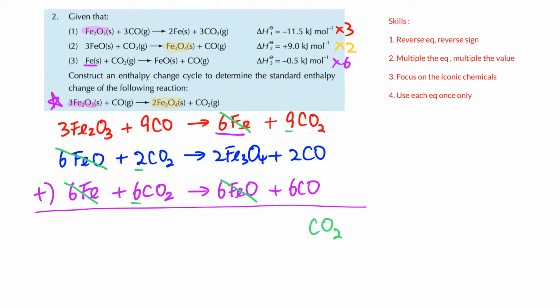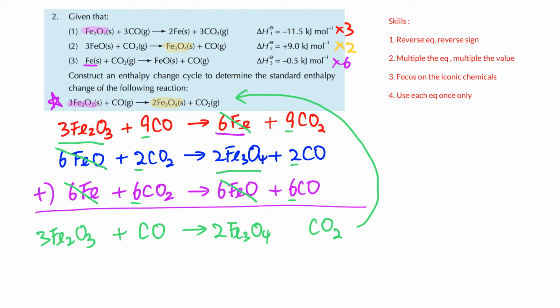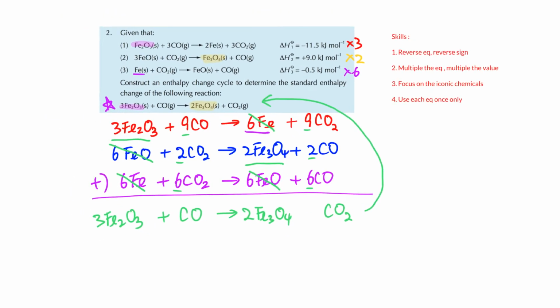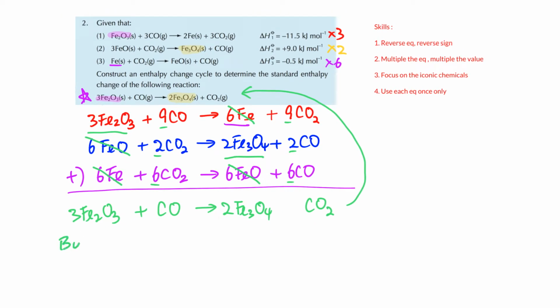For the CO, we'll find that we have 8 on the right and 9 CO on the left. So therefore we have 1 CO on the left, leaving behind 2 Fe3O4 and 3 Fe2O3. So this equation will be the same as this one. So again, you have to use Hess's law.